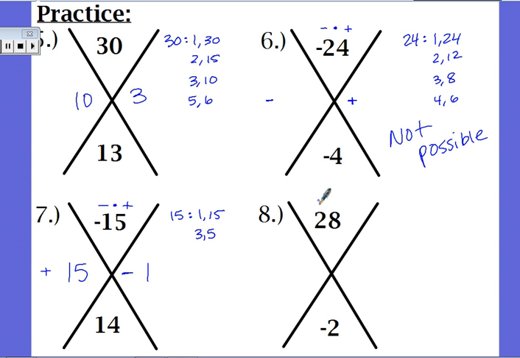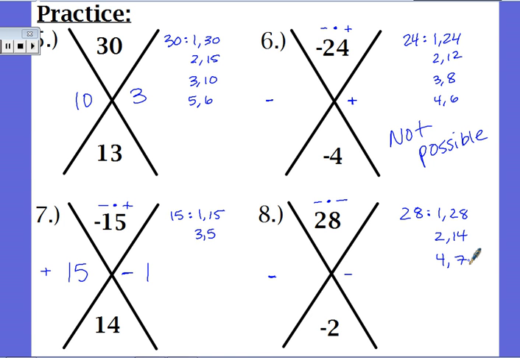So to get a negative sum when you have a positive product, that means you're multiplying two negatives to get that positive product. So each of your factors should be negative. And then we list our factors of 28. So that's 1 and 28, 2 and 14, 4 and 7.